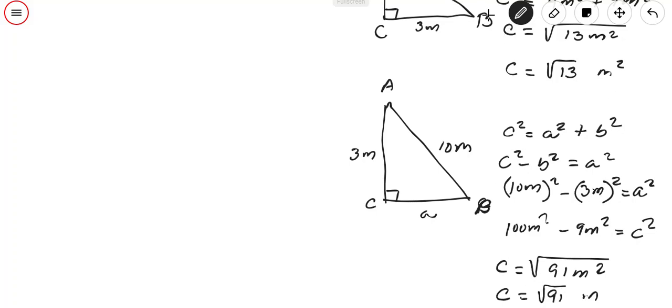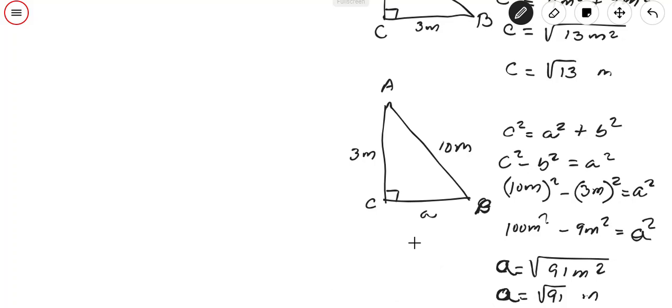Sorry, my mistake here, it is just meters, right? Because you already took the meters squared out of the radical, so the unit of length in this case is meters. This is C, this is A, so this is A, right? So the length of the side A will be the square root of 91.